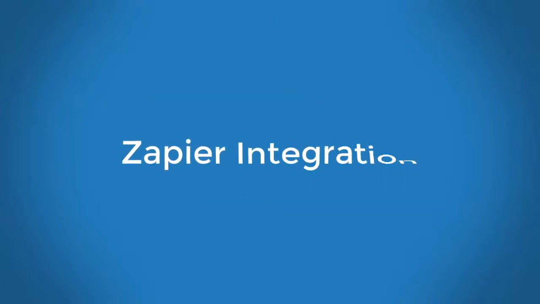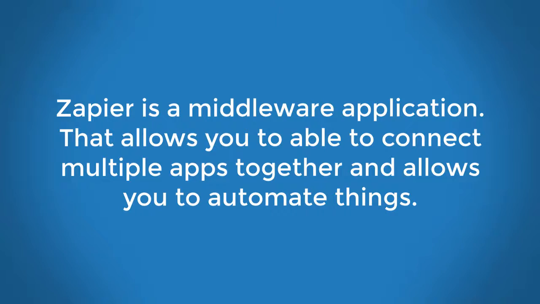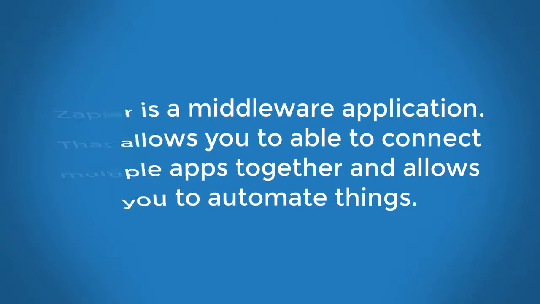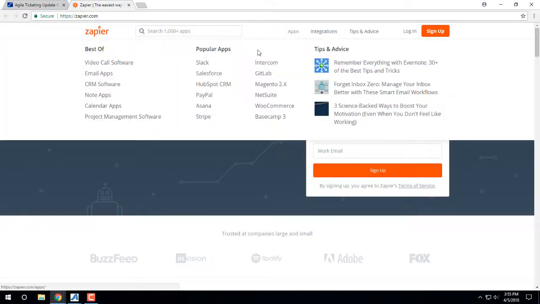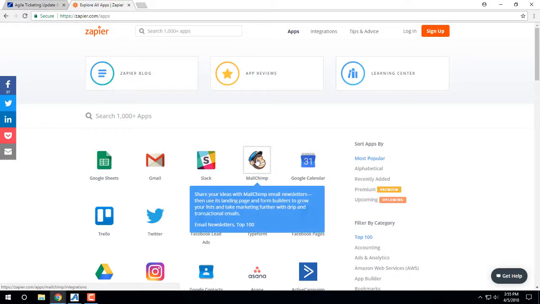The first enhancement we're going to cover today is the integration that we have done with a product called Zapier. Zapier is a middleware application that allows you to connect multiple apps together and automate certain things. Zapier has connections with thousands of applications, including Agile Ticketing. The great thing about Zapier is the ease of being able to set up what are called zaps. These zaps define when something happens in one system, what you need to do in another system.